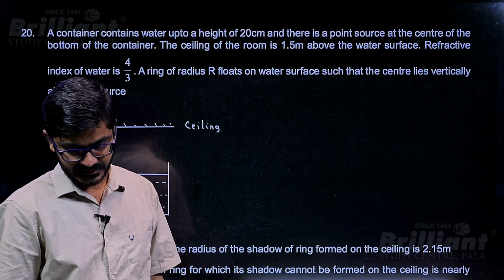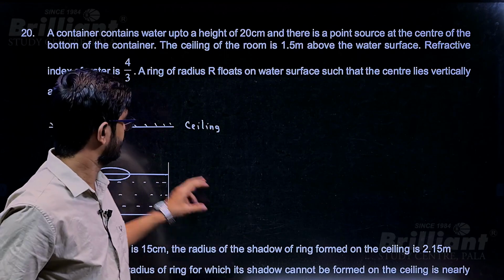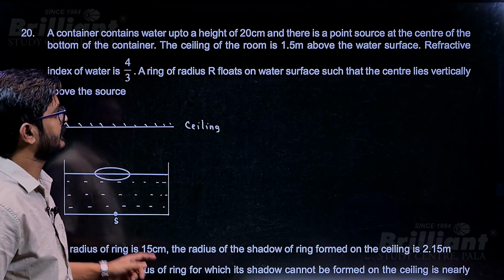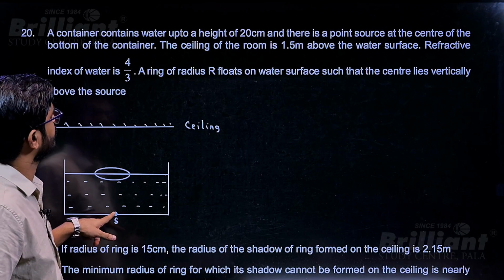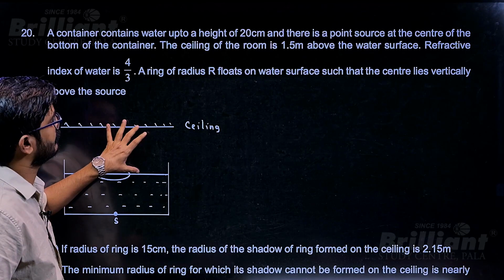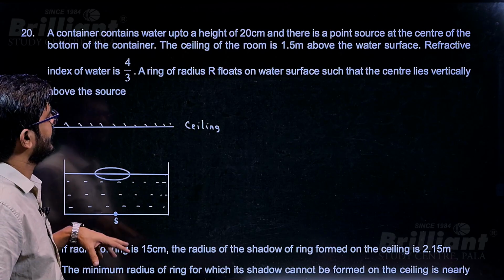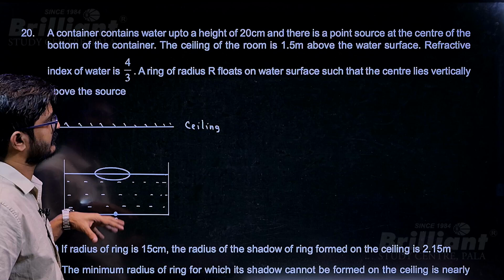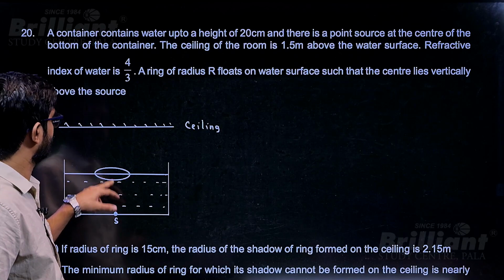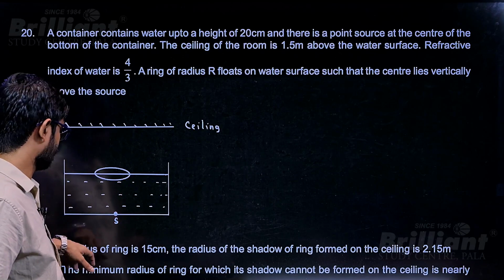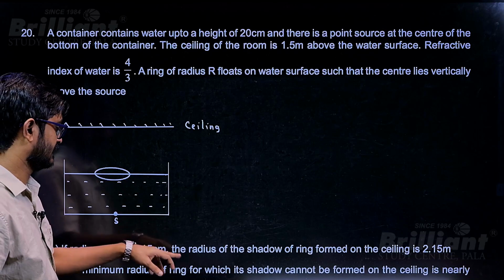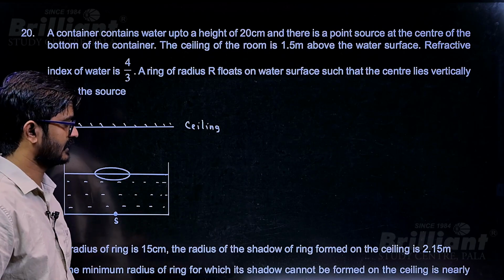A container contains water up to 20 centimeter and there is a point source at the center of the bottom of the container. The ceiling of the room is 1.5 meter above the water surface. Refractive index of water is 4 by 3. A ring of radius r floats on the water surface such that the center lies vertically above the source. If the radius of the ring is 15 centimeter, find the radius of the shadow of the ring formed.